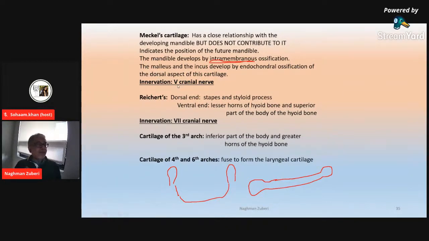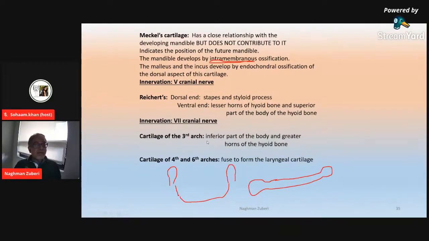Innervation is coming from the trigeminal nerve. Then comes the Reichert's cartilage. Dorsal end, it gives stapes and styloid process. Ventral end, lesser horns of hyoid bone, and superior part of the body of the hyoid bone. Its innervation is from the facial nerve.